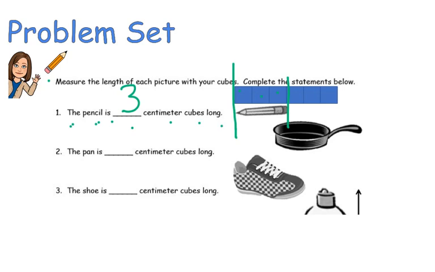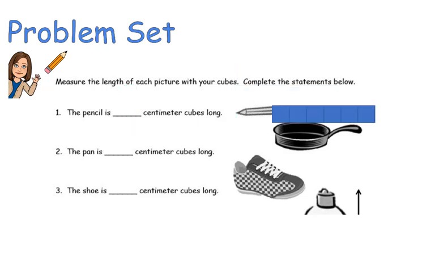Good. Now I have to switch my slide so you can see the next picture lined up. But it's still the same problems, okay? Okay, now we're doing the pan. So here's the pan. I'm going to line up the end of my pan with my measuring tool. And I'm going to see how many. The pan is 1, 2, 3, 4, 5. The pan is 5 centimeter cubes long. Now you read it. Centimeter just means that's how big each square is.